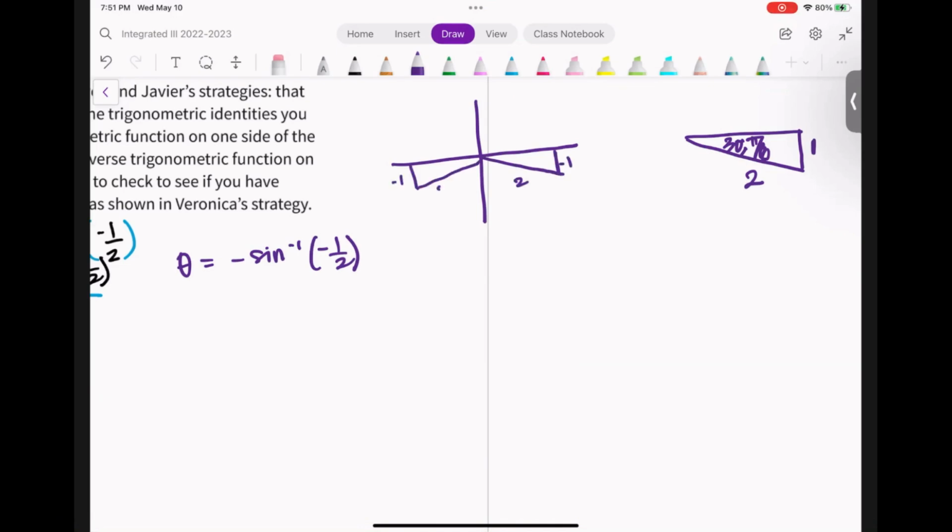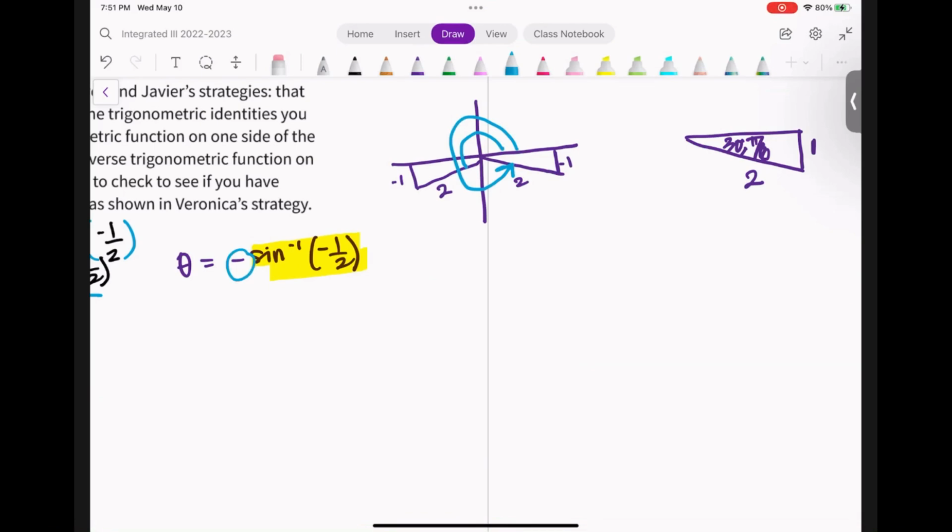And if this doesn't make sense, don't worry. You can use your calculator. I just kind of like to give you guys pictures of what you're actually looking at. So this part here, sine inverse of negative 1/2, equals these two angles here and here. And then you would have to multiply by a negative.